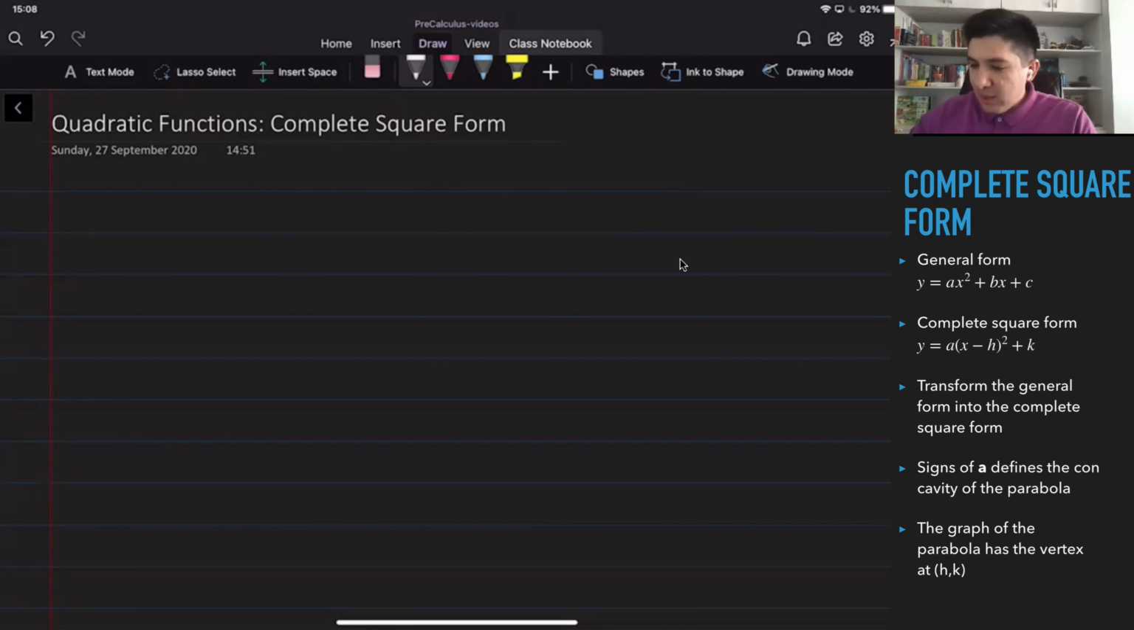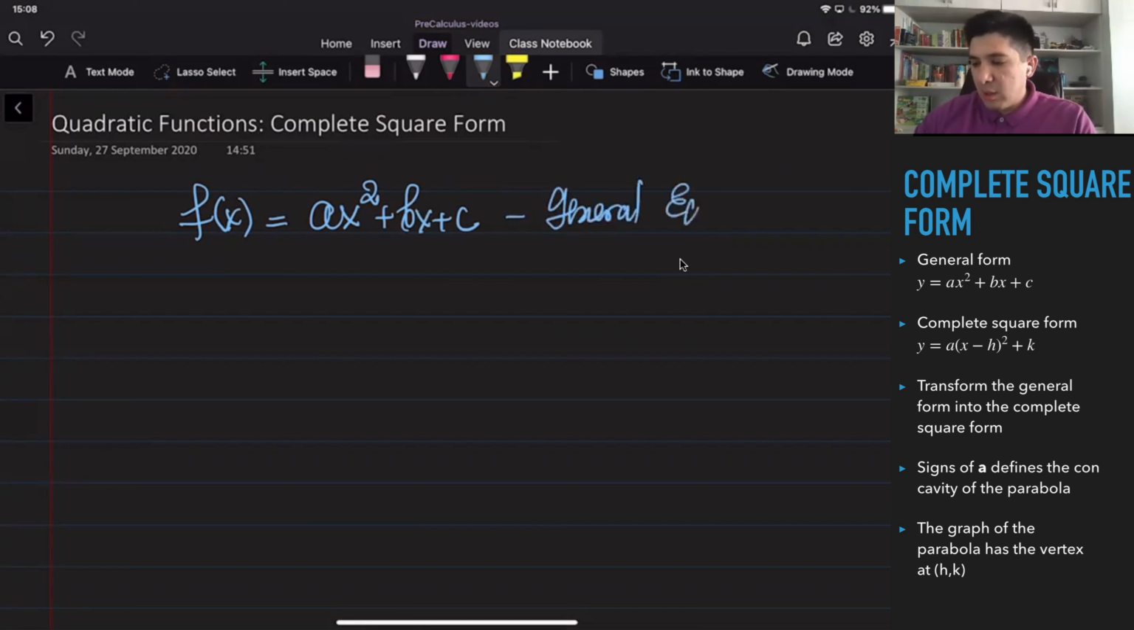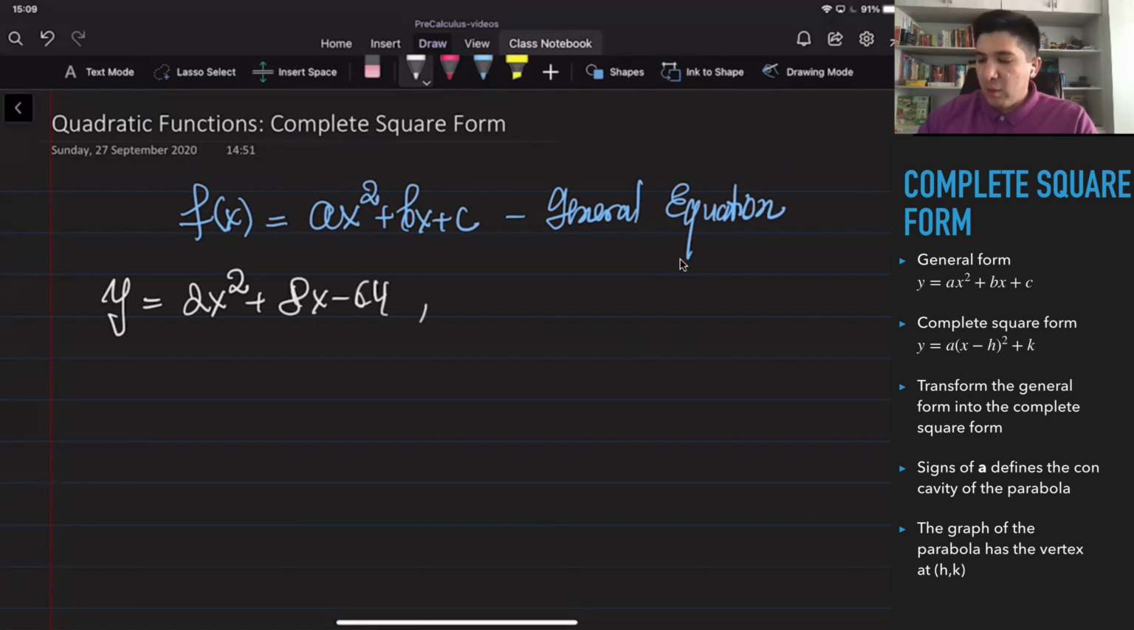So let me remind you that previously we defined the quadratic function as f of x or y is equal to ax squared plus bx plus c. This is also called the general equation of quadratic functions. For example, I can give you examples of quadratic functions as 2x squared plus 8x minus 64, or y equal to minus x squared plus 68, all examples of quadratic functions in general form.